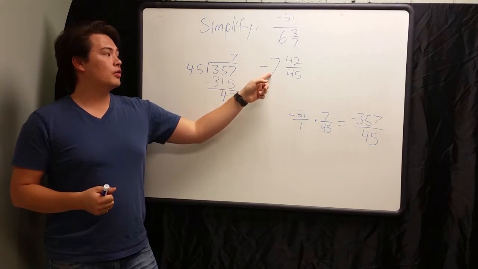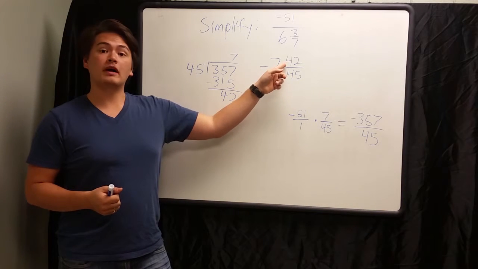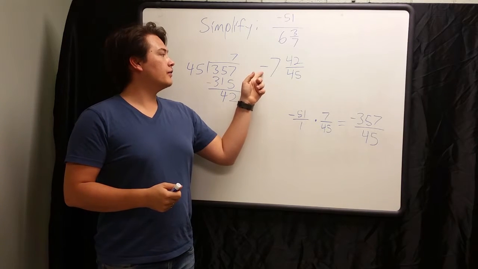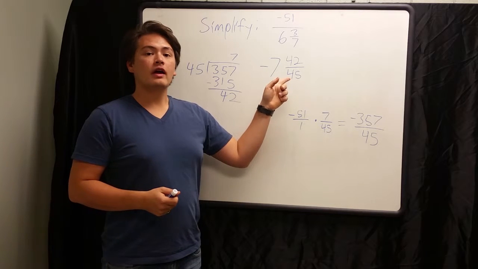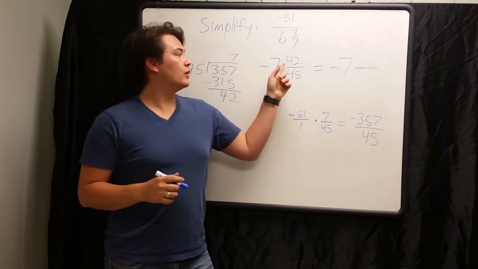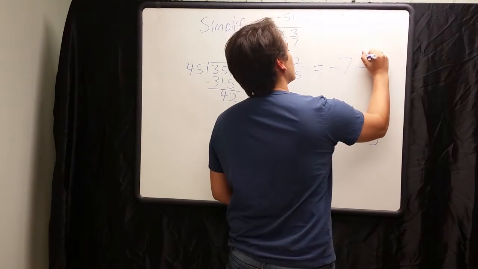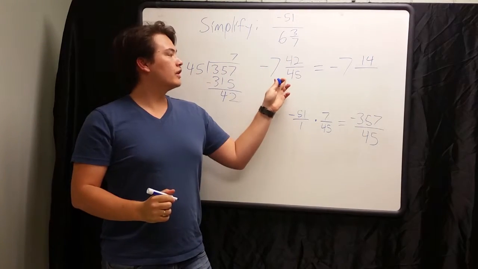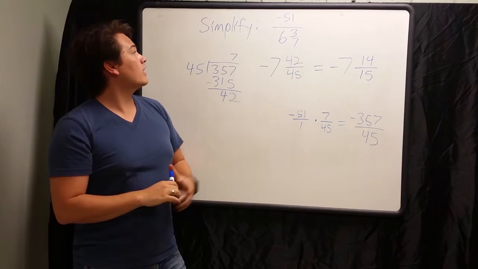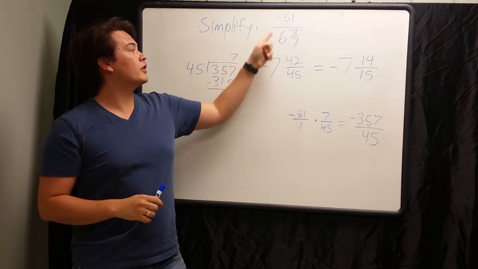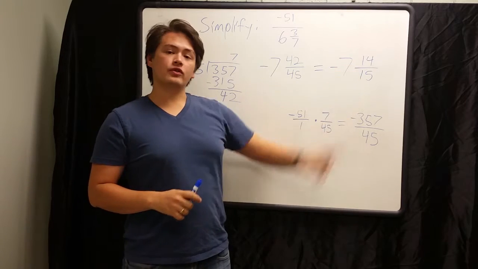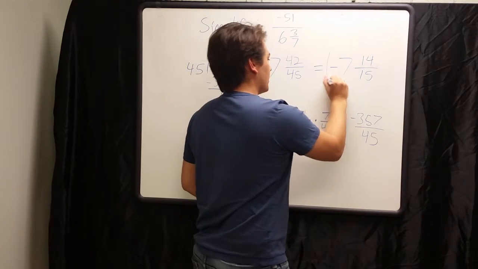So the 7 is going to be my whole number, and my remainder, 42, is going to be the numerator. From here, negative 7 and 42 over 45, we can simplify 42 over 45 into simpler terms. So 3 can go into 42 14 times, and 3 can go into 45 15 times. So in the end, when we simplify negative 51 over 6 and 3 over 7, it's going to end up to be negative 7 and 14 over 15, and this is going to be my final answer.